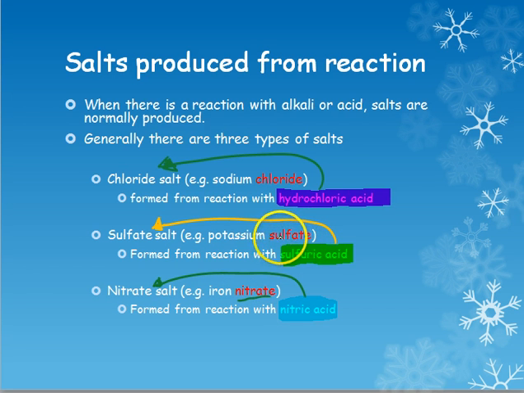How do you know it's a sulfate salt? The name ends with sulfate. How do you know it's a chloride salt? The name ends with chloride. So these are the three types of salts.